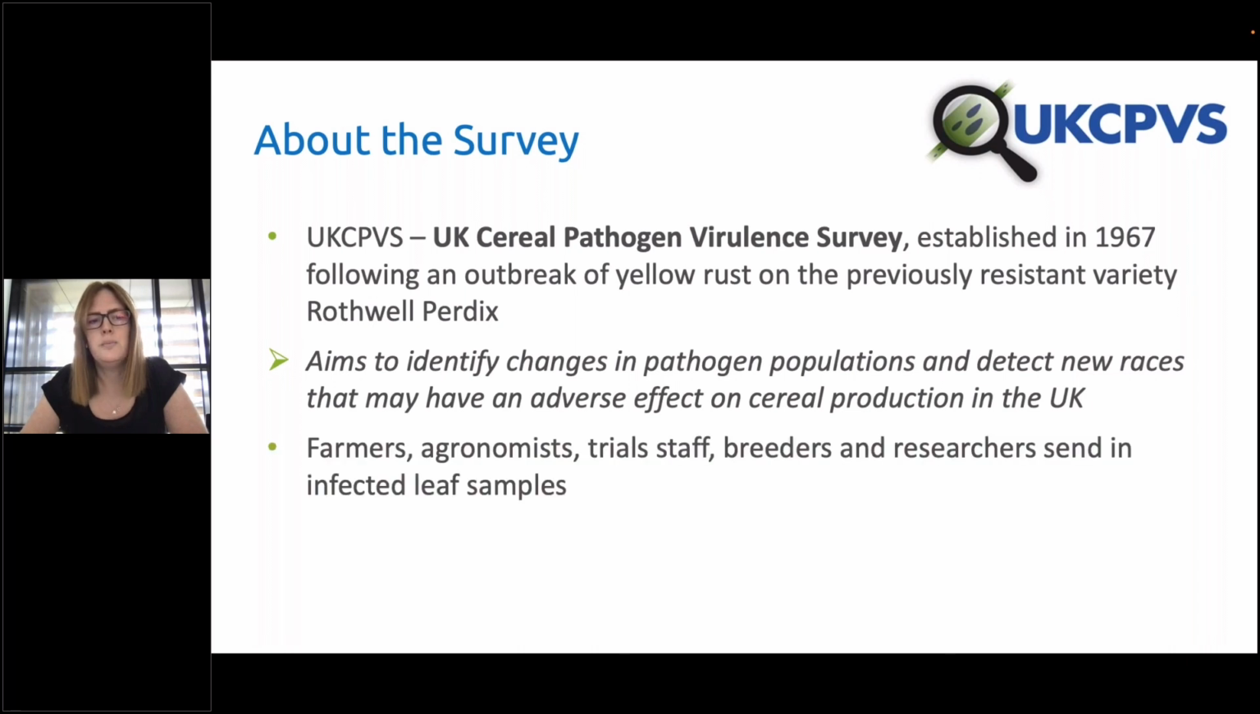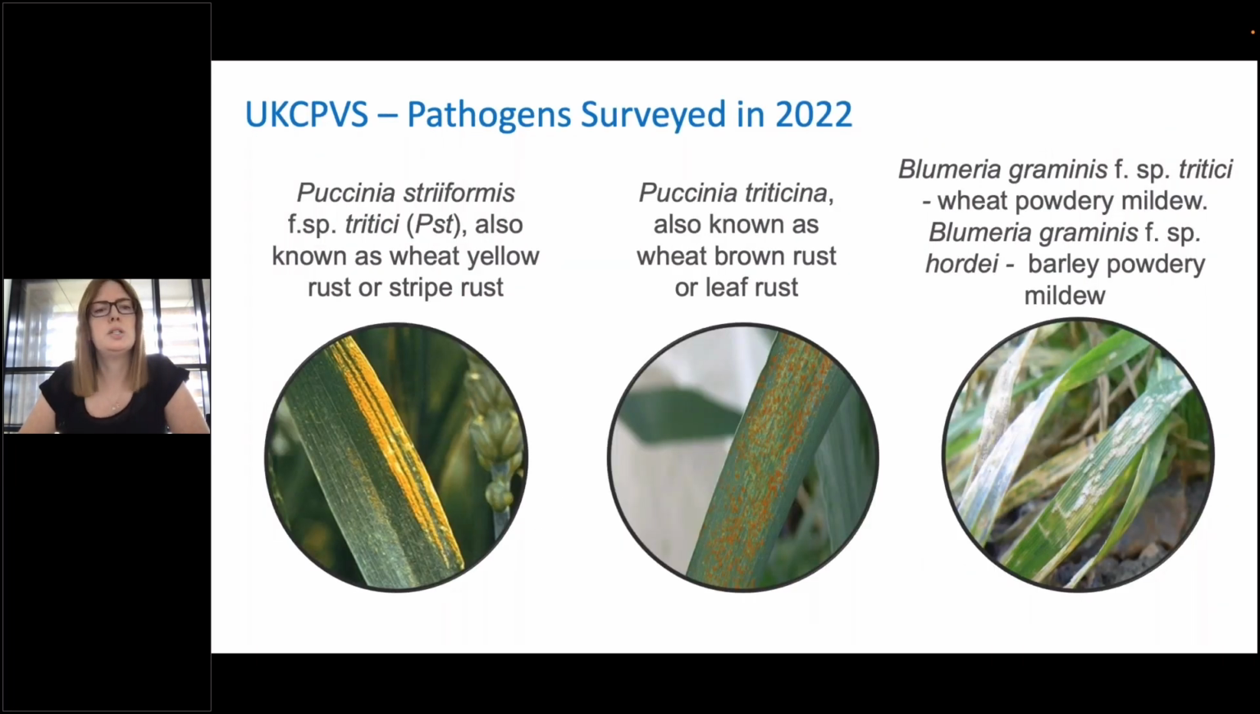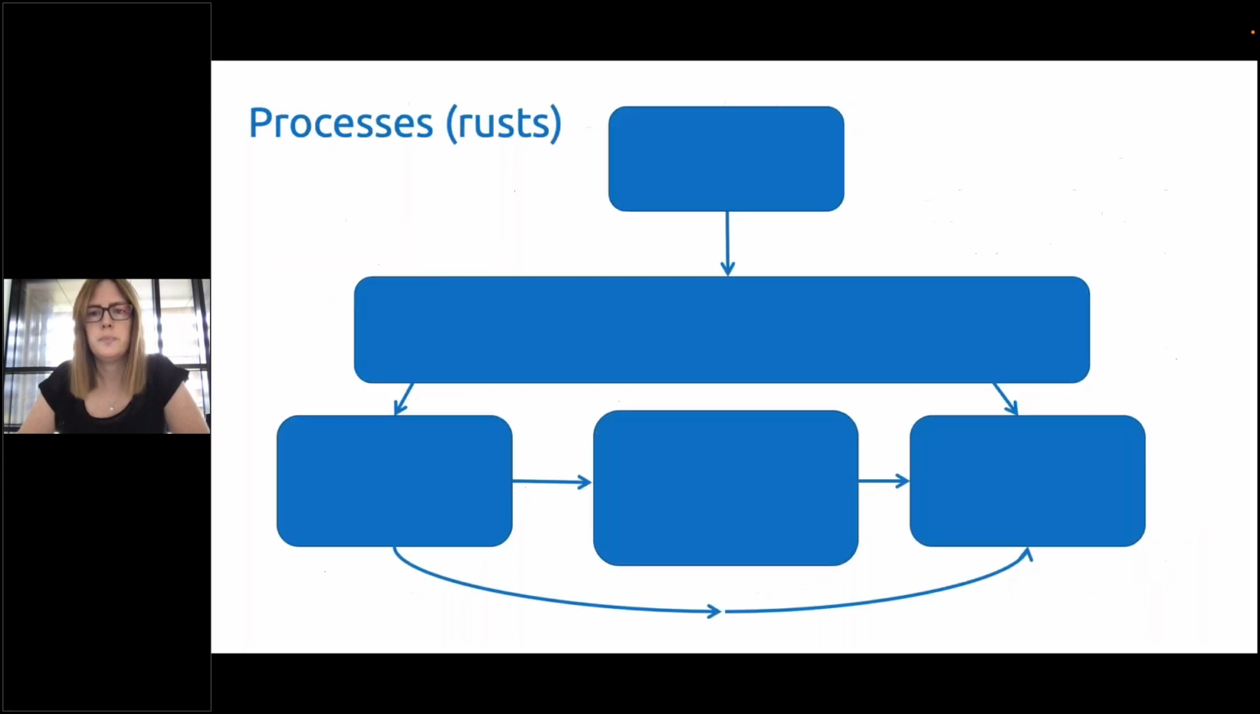We rely on farmers, agronomists, trial staff, breeders and researchers to send in infected leaf samples, and we're grateful for every sample that's sent in to the survey. The survey is funded by AHDB and also APHA, the Animal and Plant Health Agency. The current pathogens that were surveyed in 2022 are wheat yellow rust, shown on the left-hand side, wheat brown rust in the centre, and then the wheat and barley powdery mildews on the right-hand side.